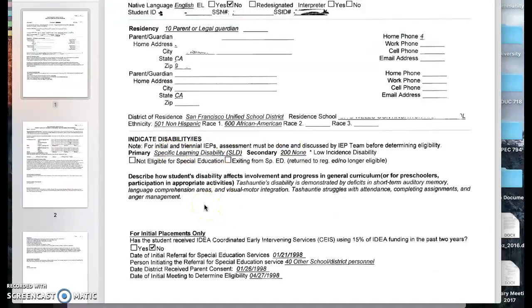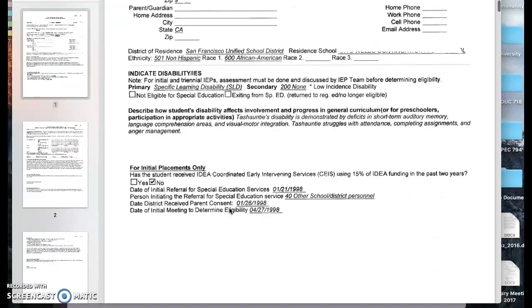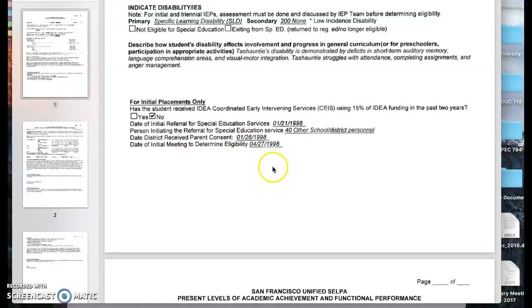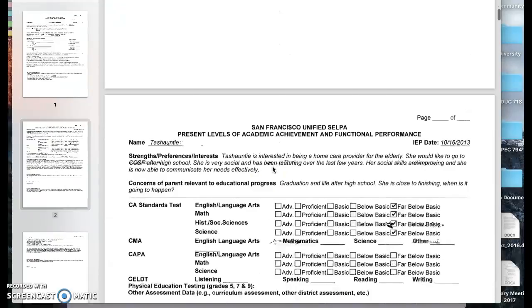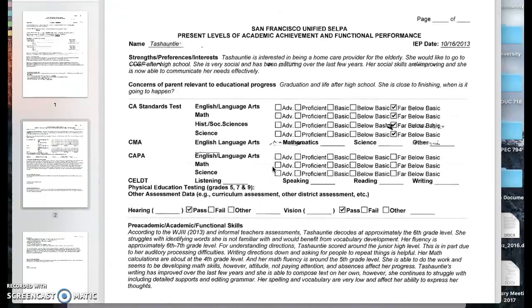Now, a well-written IEP will actually go through and allow you to understand a little bit about what they mean by specific learning disability. So it's demonstrated by deficits in short-term auditory memory, language comprehension areas, and visual motor integration. Tashante struggles with attendance, completing assignments, and anger management. And then this is just for an initial one. You kind of get all of the information about when she was first diagnosed and given an IEP.